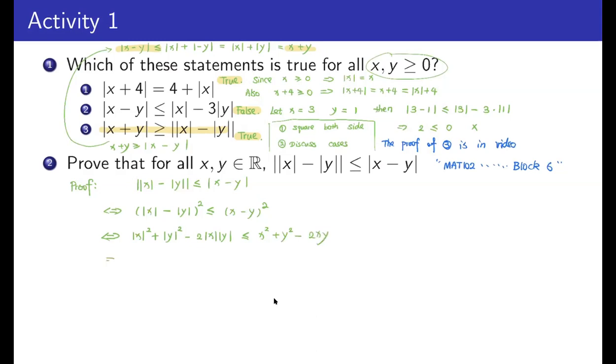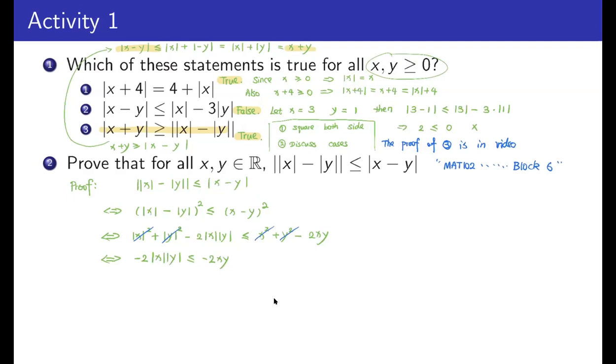Now, as you can see, this and this, they are the same thing. This and this, they are the same thing as well. Which means what's left is negative 2 times the absolute value of x times the absolute value of y is less than or equal to negative 2 times xy.